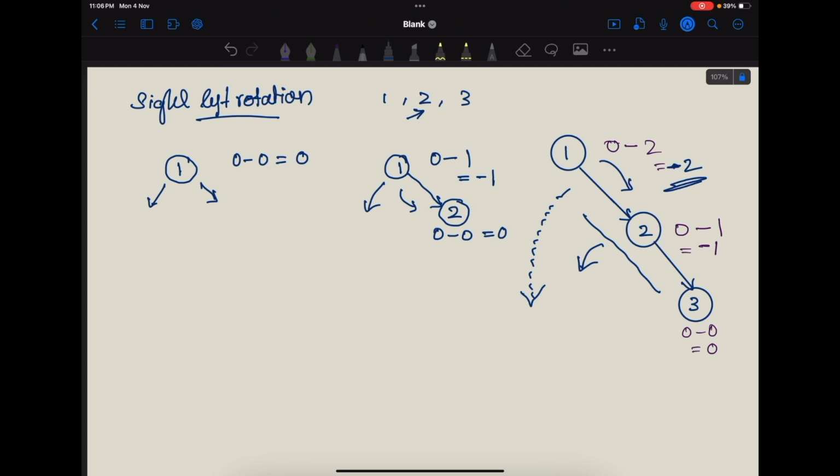So after the rotation, the 1 will be coming to the left hand side of the given tree, and 3 as usual will be there in the right hand side of the 2. And this is the way the tree is rotated. Now we have to check the balance factor.